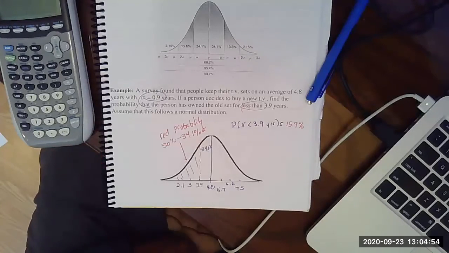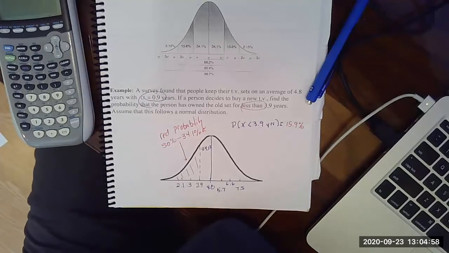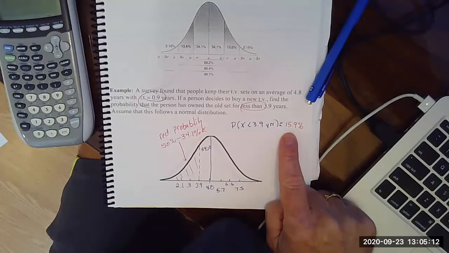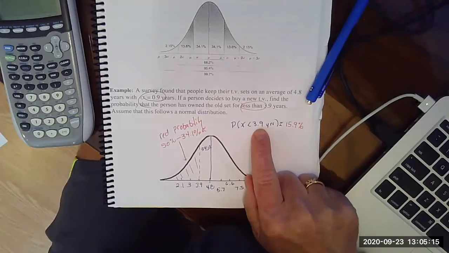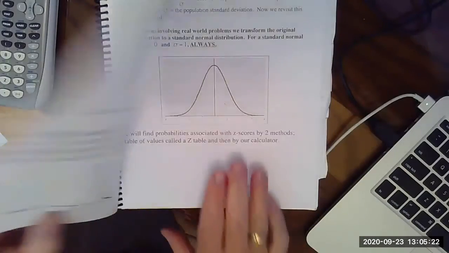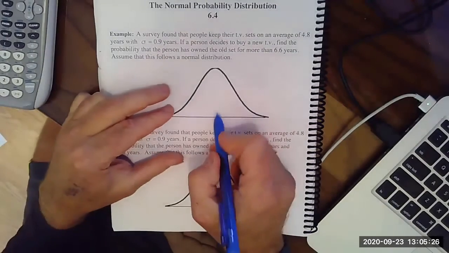Or if you survey 100 people, because percent is out of 100, you should get 16 of them, 16 out of 100, 16%, saying that they own their TV less than 3.9 years, pretty close. Same problems, just a little different where we do the shading.